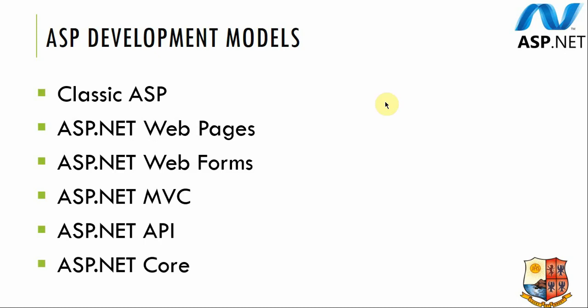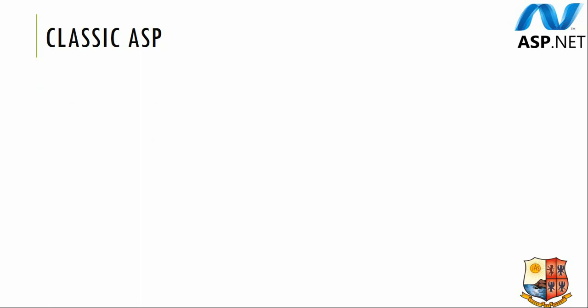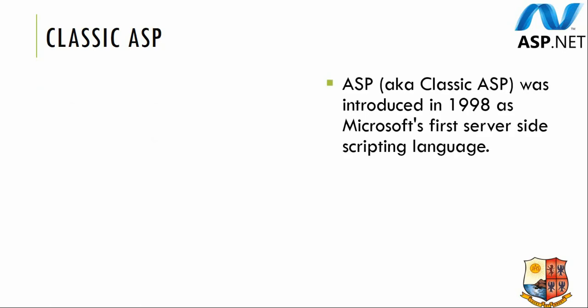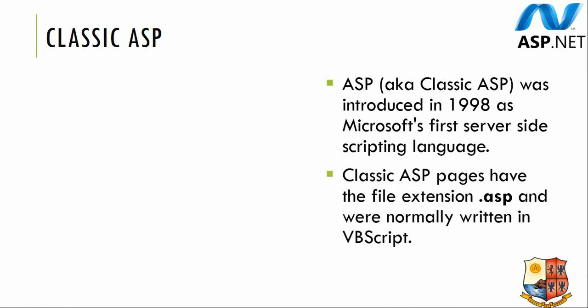Let me take each one of them and introspect, and let's see what the individual development models are about. Number one is classic ASP. Otherwise, we normally call it classic ASP because it's the old version. It was introduced in '98. It's a pretty old way of developing, but it was Microsoft's first server-side scripting language. You should understand that it is not with .NET, it is just the word ASP. It was in '98 and it is the first server-side technology available from Microsoft. They have the file extension of .asp.